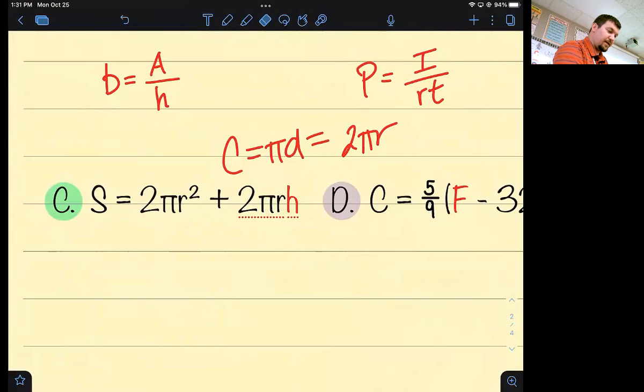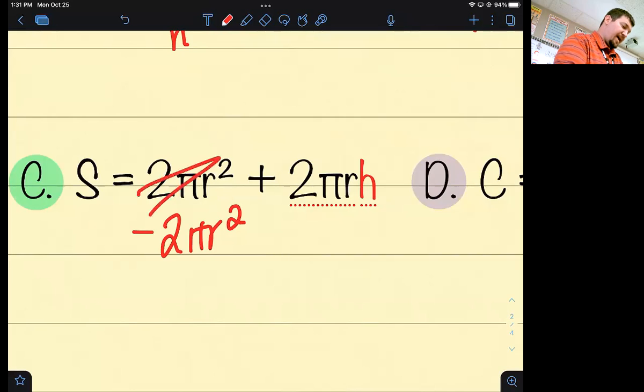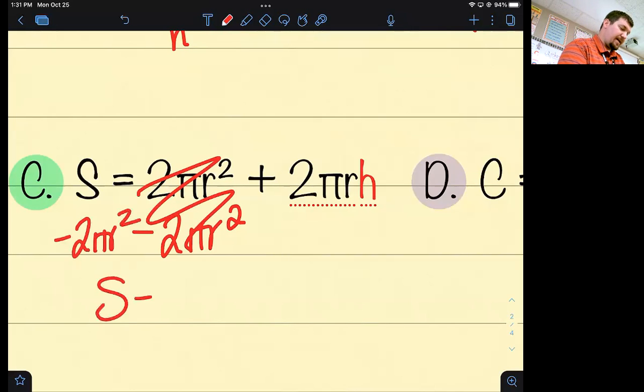Okay, so anyways, I want to solve it for H. So I'm going to start off by getting rid of the term that doesn't even have an H, which is the 2 pi R squared. I'm going to eliminate that by subtracting it. I'm not dividing it. I'm subtracting it because it's being added to that term. So I'm taking it away, right? It's positive, so I'm going to subtract, throw a negative 2 pi R squared up there, and it cancels out. But I have to do it to both sides. That's going to give me S minus 2 pi R squared equals 2 pi R H.